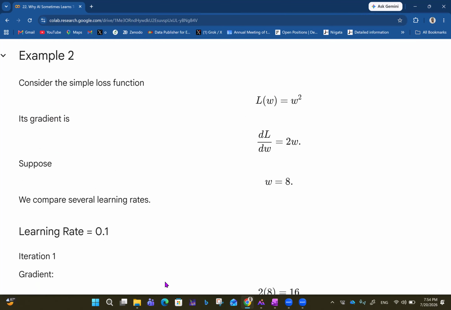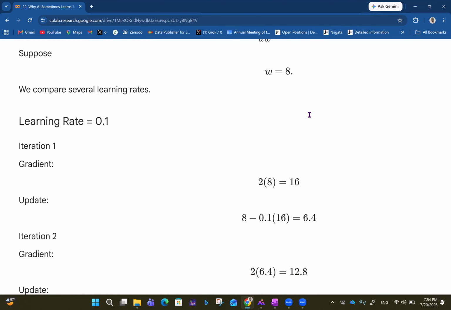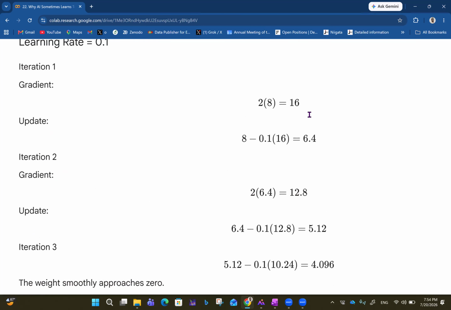In example 2, consider the simple loss function L of W equals W squared, whose gradient is 2W. Suppose W is 8. We compare several learning rates. W squared is basically a parabola that faces upward with a minimum value at W equals 0, so we want to get to 0. Let's see how the learning rates perform in that direction.